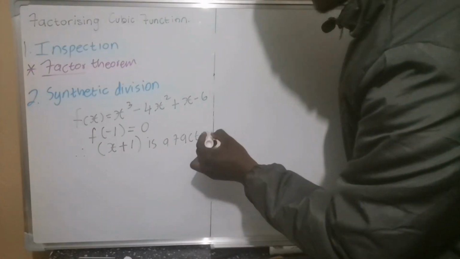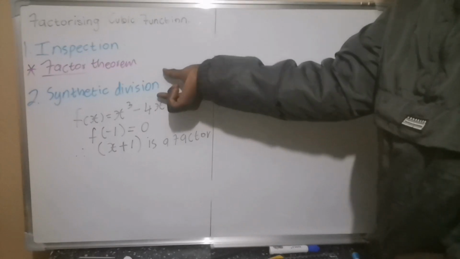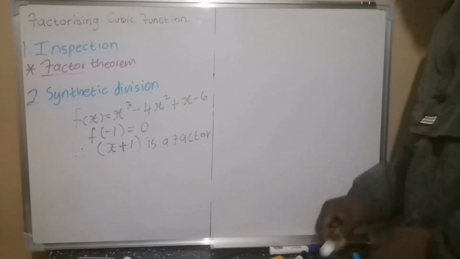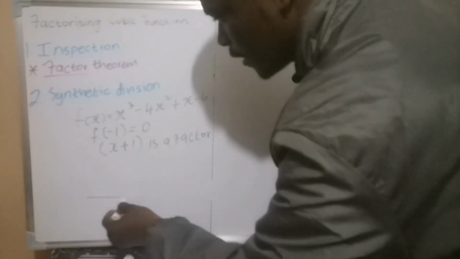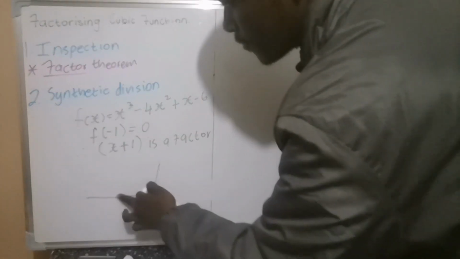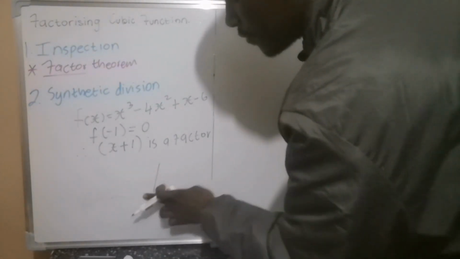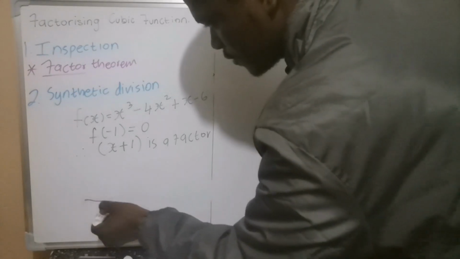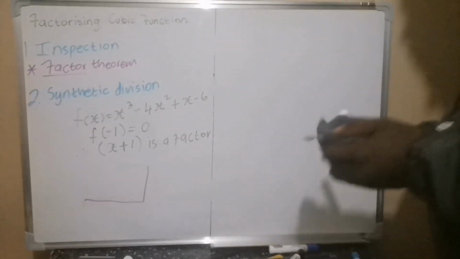Now I'm done with the factor theorem. So now I'm using synthetic division. This is how you use synthetic division, guys. You draw a backward L shape. Let me just draw a proper one. Yes, here's a proper L shape.